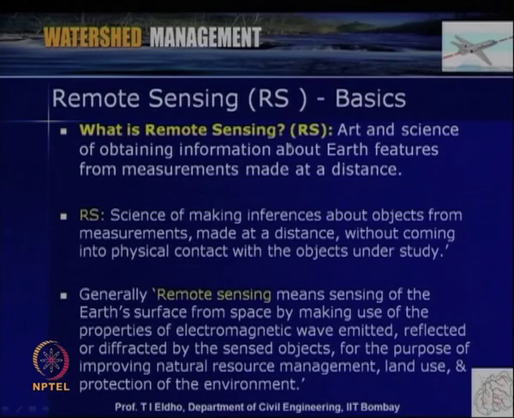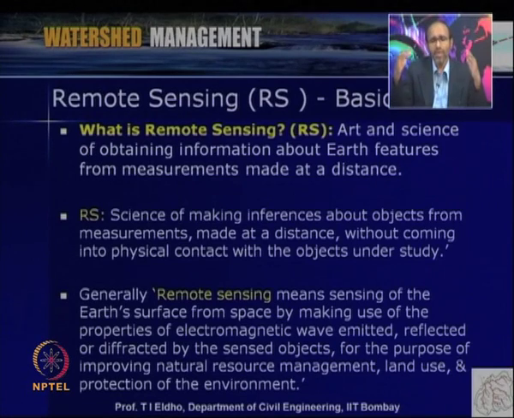Remote sensing, as already discussed earlier, is an art and science of obtaining information about earth features from measurements made at a distance. As the definition shows, we are not directly going and getting the data, or coming into contact with the objects; we are getting the data remotely, from a distance, say from an aircraft flying over the area or a satellite passing over the area. Through various means, we are getting the data required. That art and science is called remote sensing.